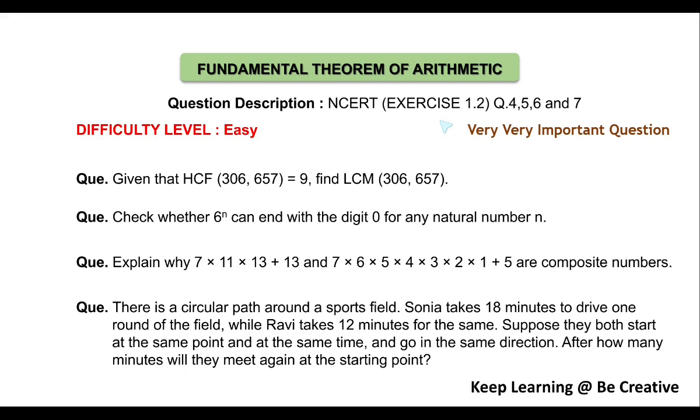The NCERT exercise question, that is exercise 1.2, question number 4, 5, 6 and 7. These questions are easy but again very important questions. Given HCF of 306, 657 equals 9, find LCM of these two numbers. This question is again based on the formula HCF into LCM is equal to product of the two numbers.